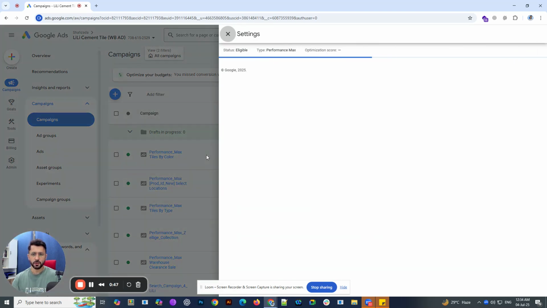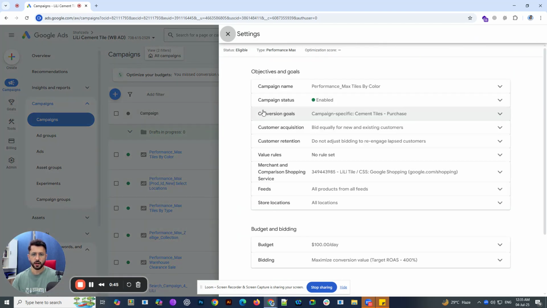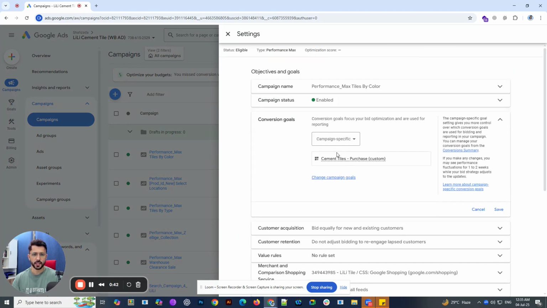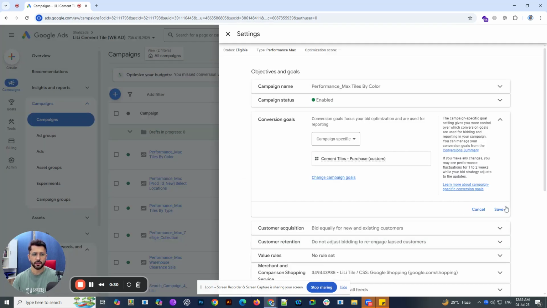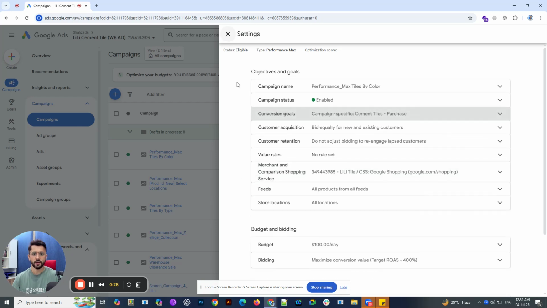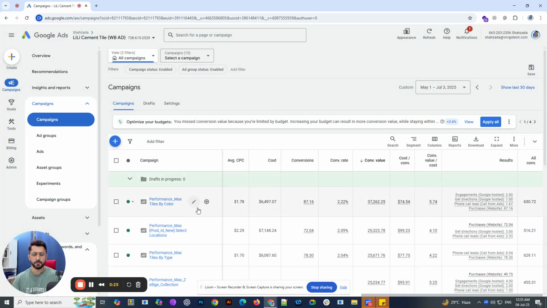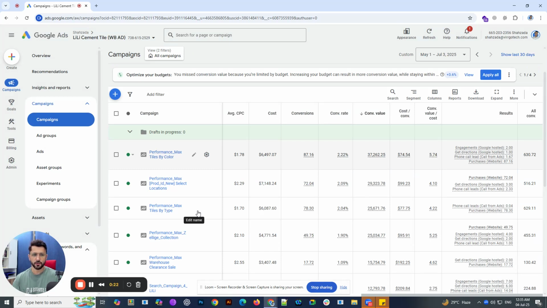So you have to go to settings and you have to click on, let's say, conversion goals. And in here, if you have a bunch of other unrelated conversion goals connected to your campaign, you just have to click on here and uncheck those and save it, so that now your campaign is mapped to a conversion goal that is meaningful to you, and that's hopefully going to help Google understand your goals better and optimize things around it, so that you get improved performance over time.